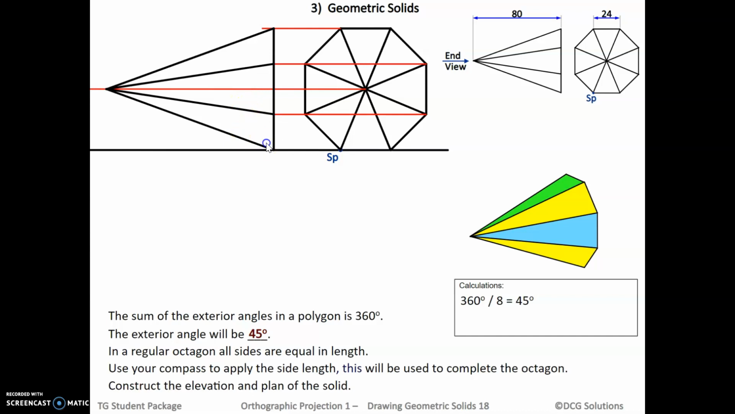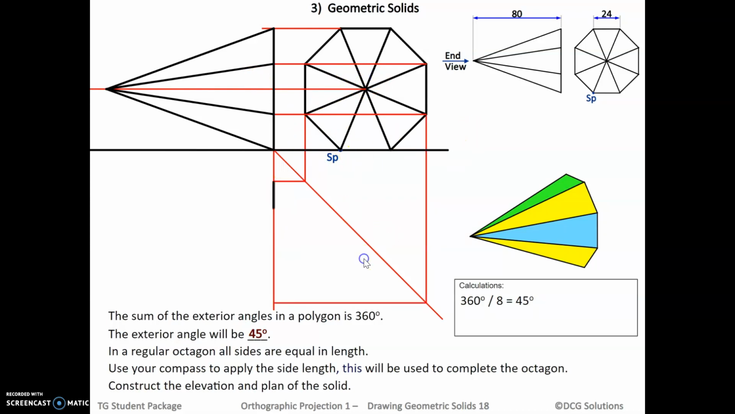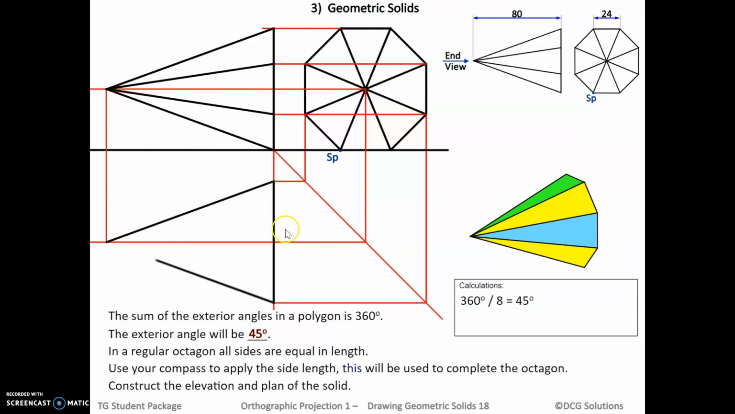Next one is a plan. How are we going to do that? Drop everything down. So this is our elevation. Pardon me, this is our elevation, that's our end view. So I'm going to bring everything down until it hits a 45 degree line. Remember, just drop it down, bring it down 45 degrees. We're moving in the opposite direction this time. Bring all our points down. There's point O, there's point O. Lovely, that's the outside done.